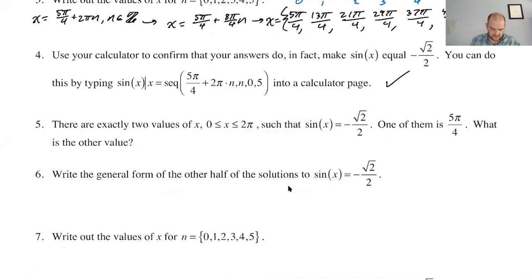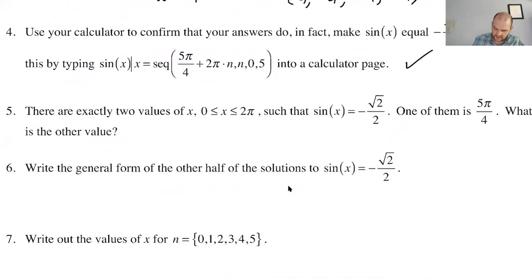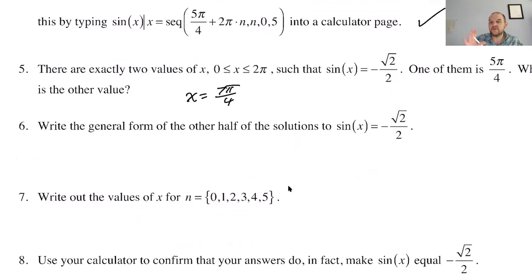All right. So there are exactly two values between 0 and 2 pi such that sine of x equals negative root 2 over 2. This is why we memorize the unit circle, right? We know 5 pi over 4 works. We also know x equals 7 pi over 4. And then once we have 7 pi over 4, anything coterminal to that is going to work. So in general, we'll get 7 pi over 4 plus 2 pi n, where n is an element of the integers.